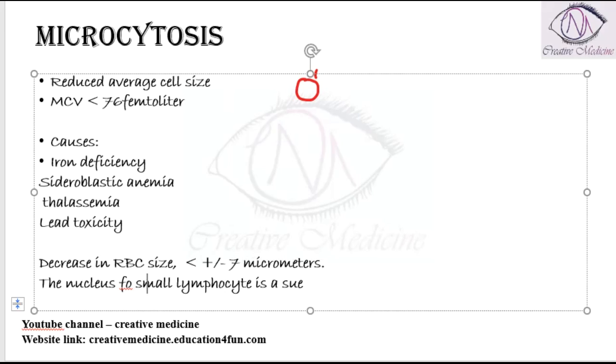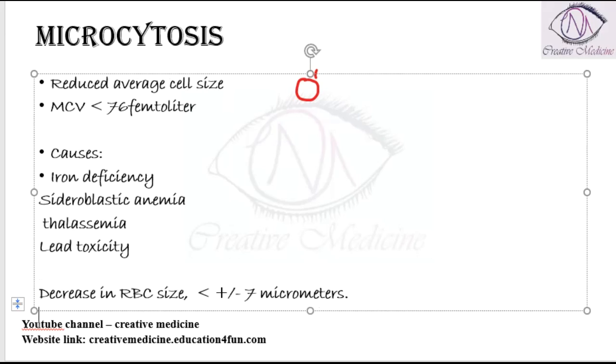The nucleus of the RBCs is small. The nucleus of the RBCs is almost similar to that of the size of the RBC. The small lymphocyte is almost similar to the small RBC.